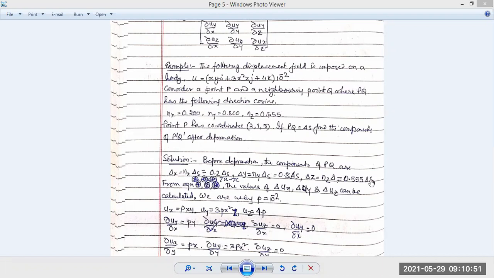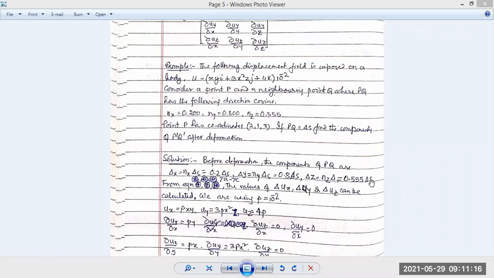So from the equation we got the value of u x. From our earlier discussion, we have to get the values of delta ux, delta uy, and delta uz, because we know the direction cosines of PQ will not be equal to the direction cosines of P dash Q dash. That is because of the change in position.